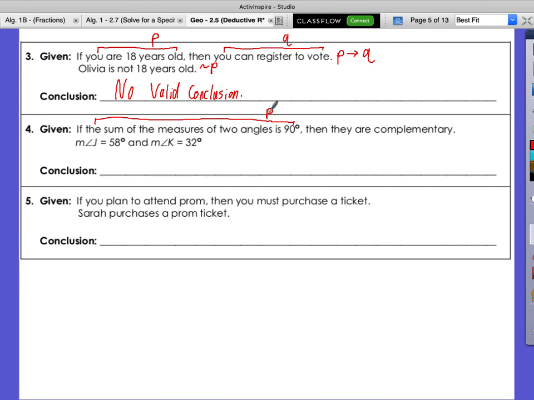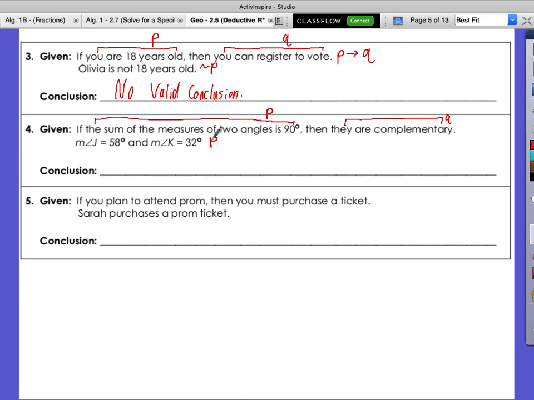Our hypothesis is which part? Q. And what are we told? Well, we're told the measure of angle J is equal to 58 degrees, and the measure of angle K is equal to 32 degrees. At first glance, we might say that's not either the P or the Q. But if we look a little closer, it is the P. Why? Because 58 plus 32 equals 90. Yeah, because these two do add up to 90. So the measure of angle J and the measure of angle K do add up to 90 degrees.